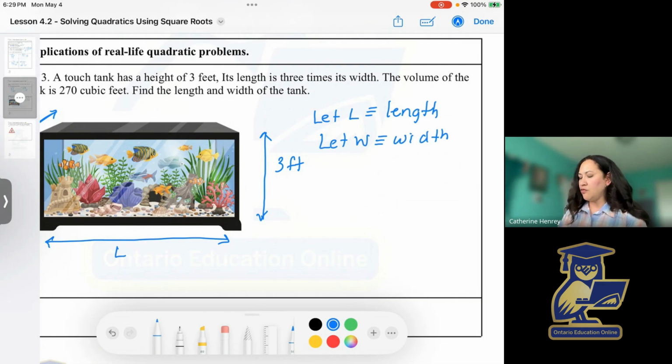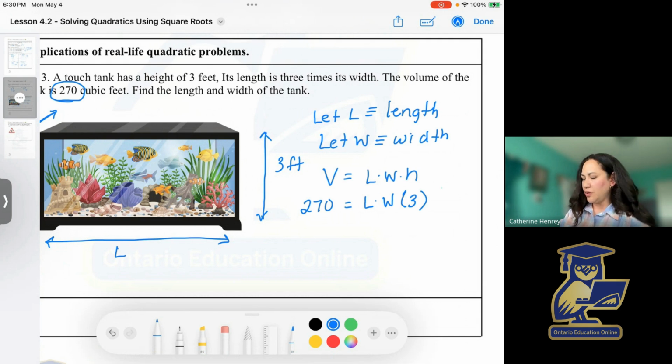And we're talking about volume. So let's start with our volume formula for a rectangular cube. Volume is equal to length times width times height. The volume is also given to be 270 cubic feet. So if I replace this, I'll have 270 equals the length, which is unknown, times the width, which is unknown, but we do know the height is 3.